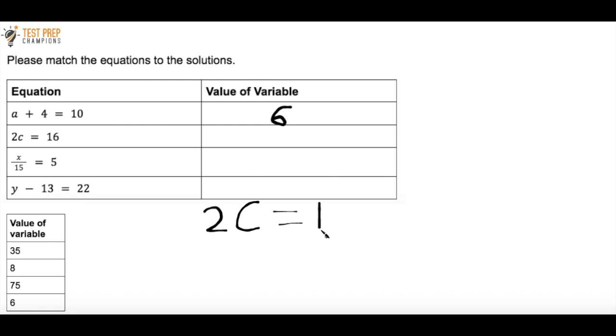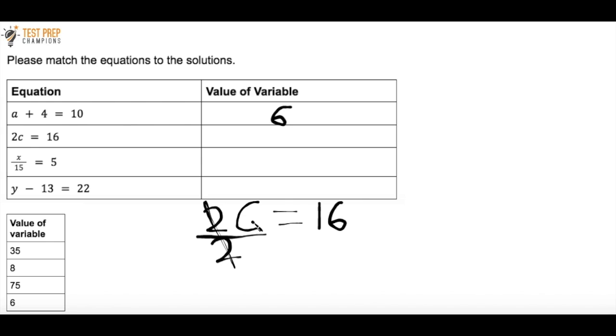Now we have 2c equals 16. My variable here is the c, and what I want to do again is get the c by itself. 2c is the same as 2 times c, and the opposite of multiplication is division. So if I want to get the c by itself, since it's 2 times c, I want to divide by 2. If I divide by 2, the 2's are going to cancel out on the left-hand side of the equation. That leaves us with just c, which is what we want.